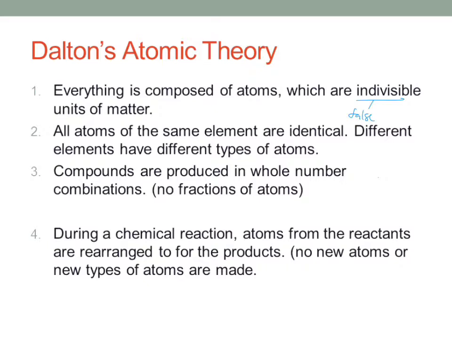Now, what else he said here was that all atoms of the same element are identical, and that different elements have different types of atoms. Now, that might seem a little redundant, or maybe even a duh to you, knowing what we know now, and if you've taken any science at all. But you want to keep in mind that it used to be thought that all matter was basically the same goo, the same clay, the same sort of Play-Doh. That was underneath all the properties that we saw, that it was all the same stuff, right?